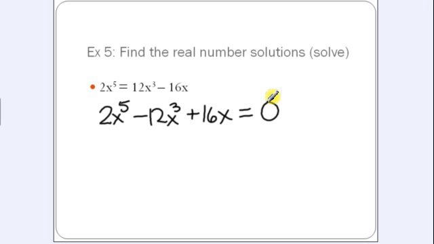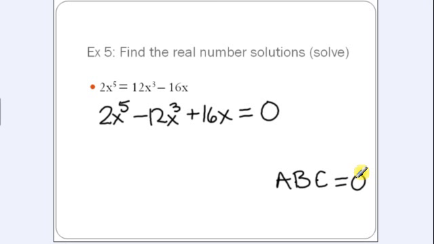Now, I want it set equal to 0 because if I'm able to factor it into multiple factors, a, b, c, and if the product of those equals 0, well, that means that either a has to equal 0, b has to equal 0, or c has to equal 0. That's called the zero product property, and that's the property I'm going to apply here. So once I have it set equal to 0, I want to factor it so that I have a product and then can set each factor equal to 0 and solve for x.